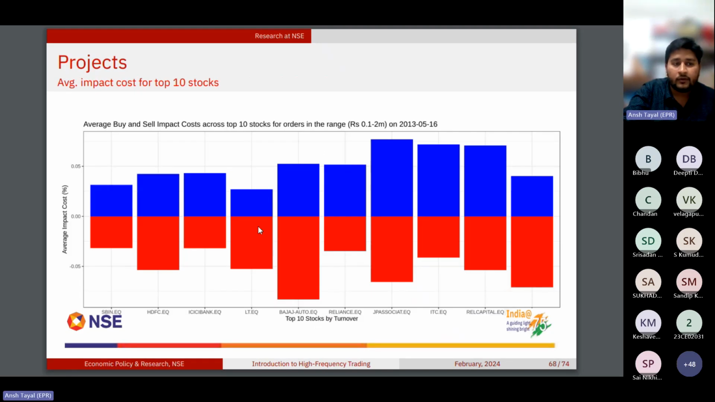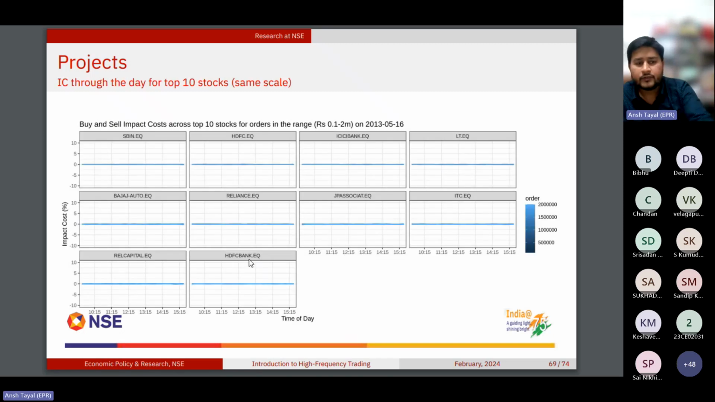Now, one other project that I want to mention is impact cost, as I mentioned earlier. If you see, impact cost also is not symmetrically distributed. It varies for buy and sell side. So this is impact cost in percentage points, for example, 0.03 percentage impact cost for SBI, and for HDFC 0.04. However, if you notice, this is different for buy side and sell side. When you have higher impact cost on, let's say, sell side, that means there is low liquidity on sell side, because if there is higher liquidity, the impact cost would be lower because there would be more people willing to sell.